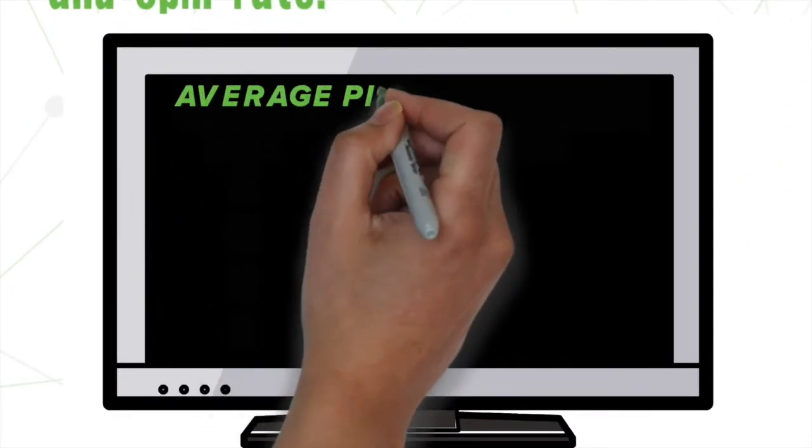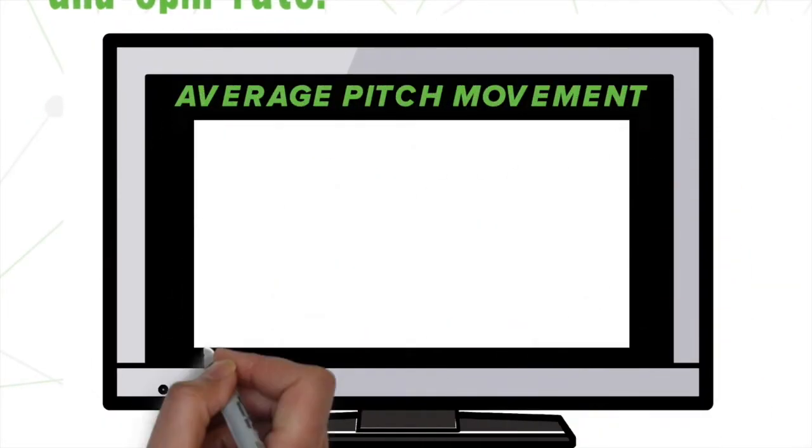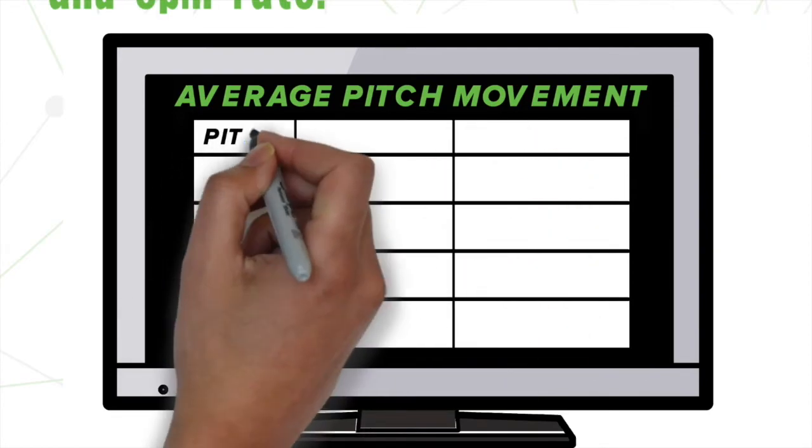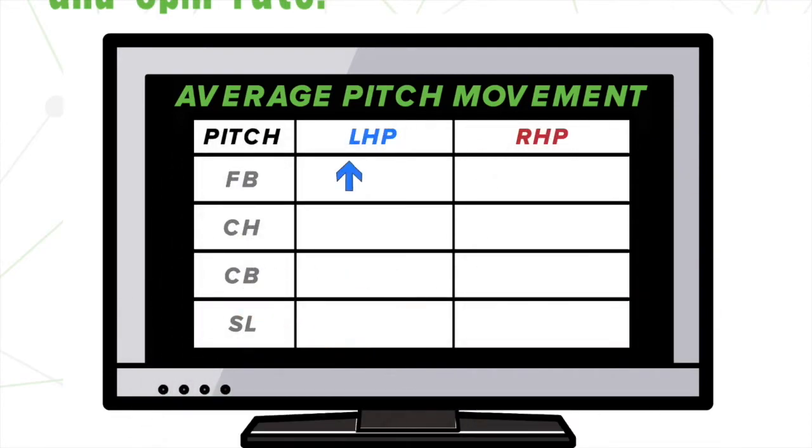To wrap things up, let's cover what the average pitch movement looks like for both lefties and righties for our 4 most commonly thrown pitches. Starting with lefties, typically you'll see movement on fastballs up and to the left. Then for changeups, you'll see a little less vertical movement and more arm side run. For curveballs, we will see more downwards break and less horizontal towards the glove side. And for sliders, we'll see a very small amount of vertical and an average amount of glove side break.